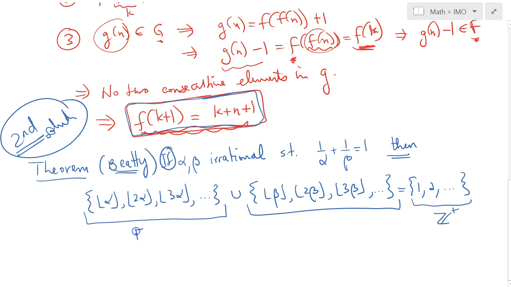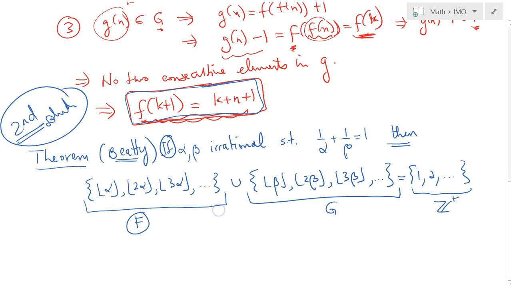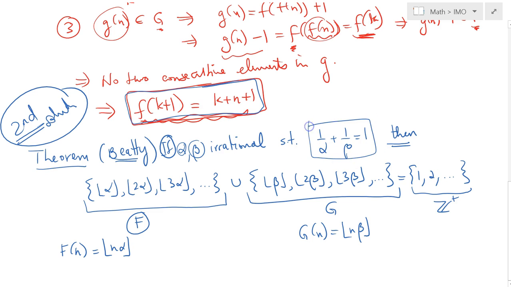Let's call this set F, and the set F and the set G here. A general term for the set F as a result is F of n, which is equal to floor of n alpha, and G of n here is floor of n beta. So if we can find irrational numbers alpha and beta that satisfy this condition, then it's possible to construct such partitions, such disjoint sets that span the whole positive integers.